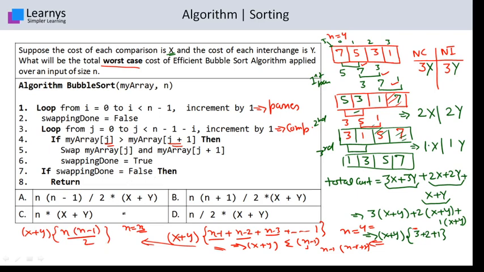So which option is correct? You can match with this: x plus y is coming in all the options, and after that n into n minus 1 by 2. So the correct option is A, and the other options are wrong. I hope it is clear to you how we are solving this. Whenever you have to solve for a general n, you can take it for some value of n, and at the end you can generalize it. So thank you.